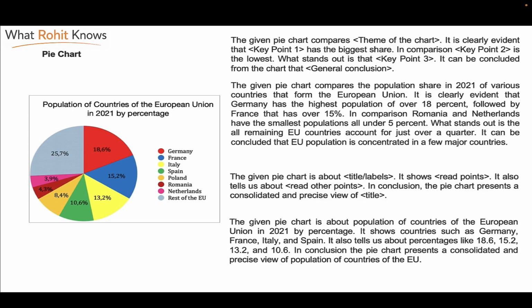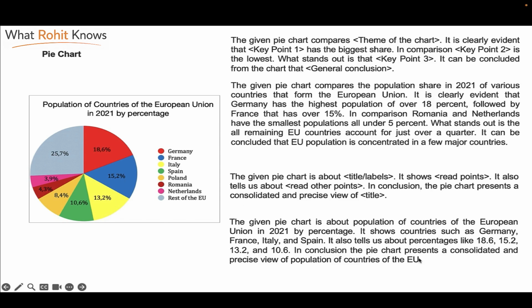Now, here's a simpler version. The given pie chart is about, just read this, population of countries of the European Union in 2021 by percentage. Then it shows, and you will put some key points there. So it shows countries such as, just read this, Germany, France, etc. It also tells us about percentages. You read some of these.